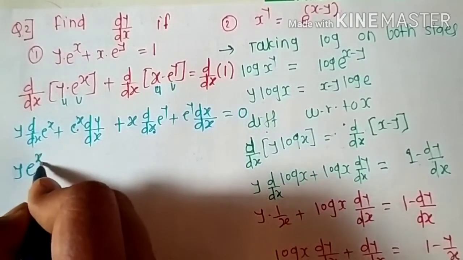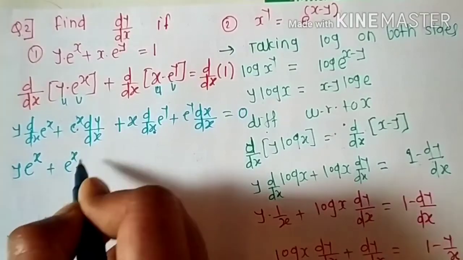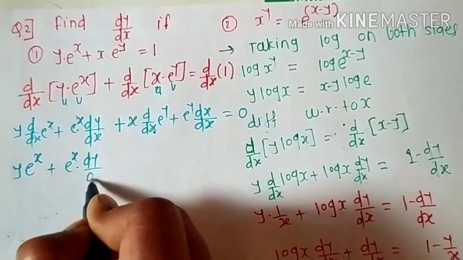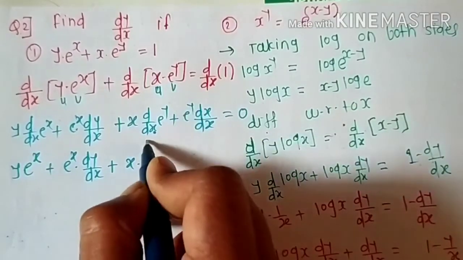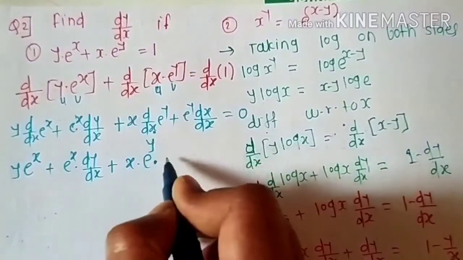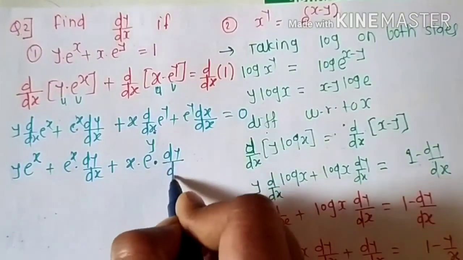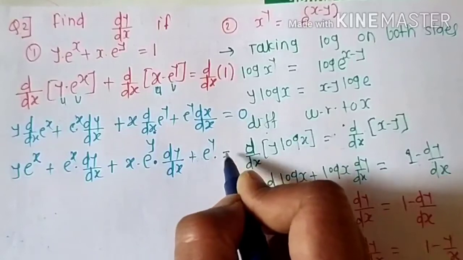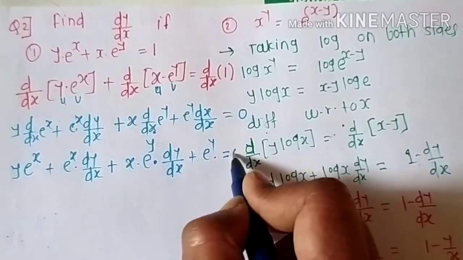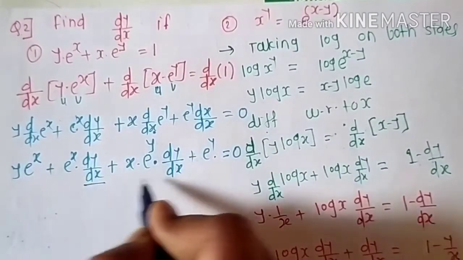We know that the derivative of e^x is e^x itself, plus e^x into this dy by dx term, plus this x e^y, whose derivative, the exponential of the exponential, into the derivative of y, gives dy by dx, plus this e^y and the derivative of x, which is 1, with respect to x, is equal to 0.